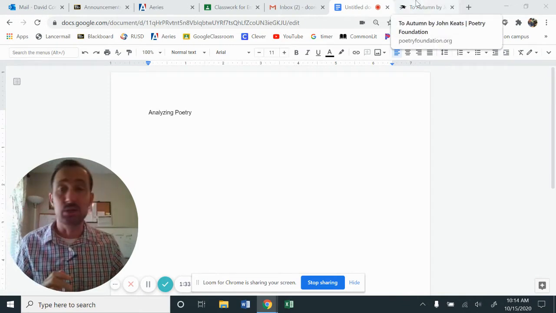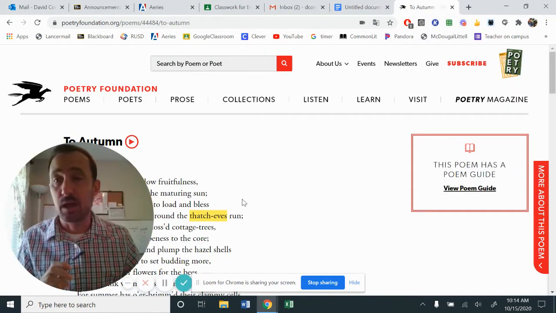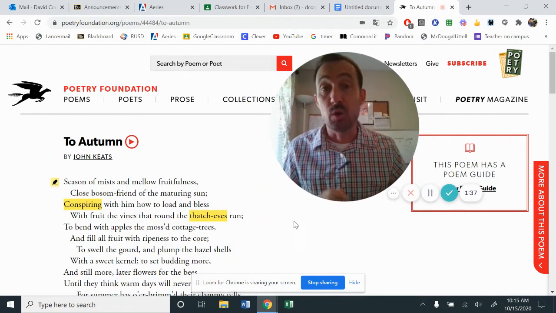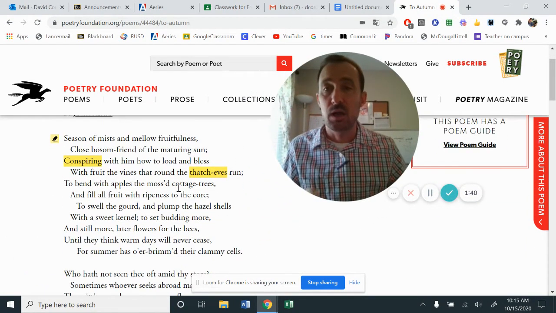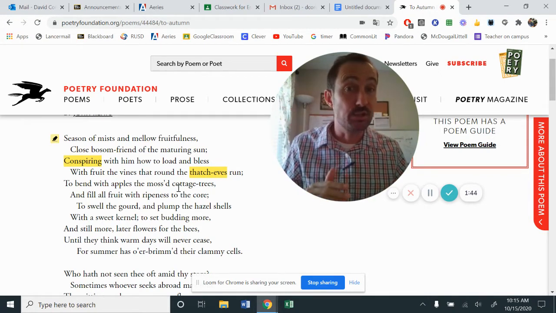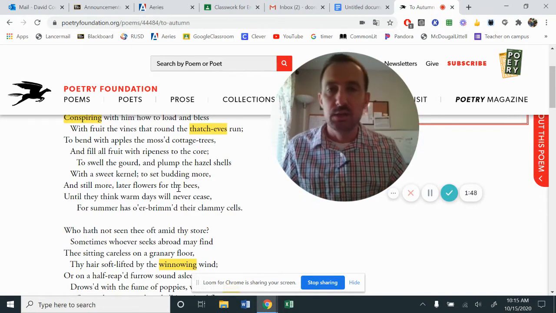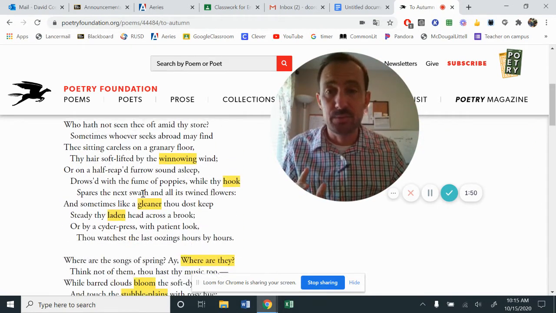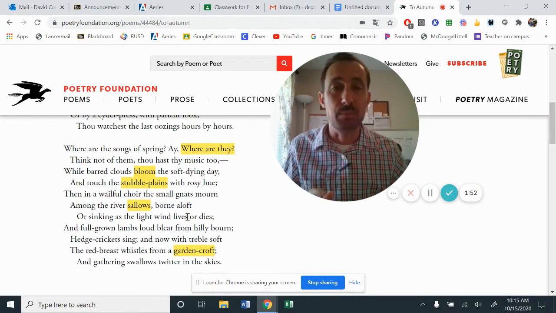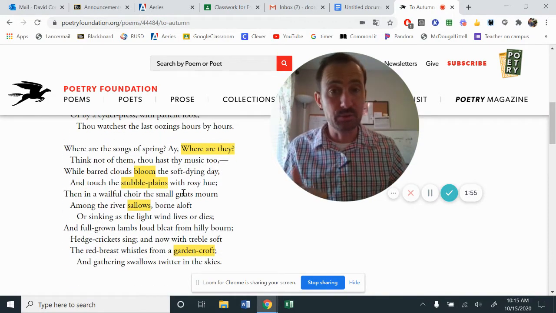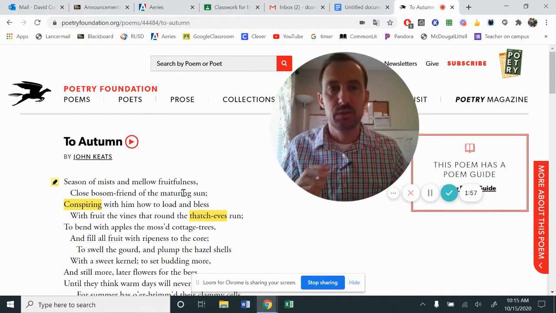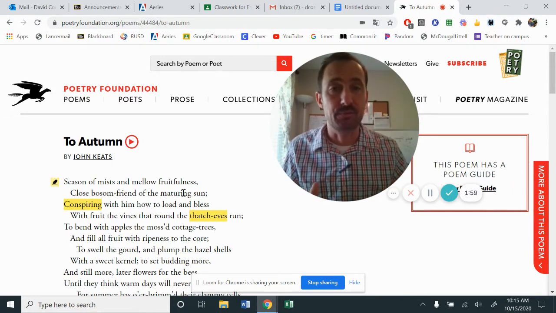Today, I'm going to use the poem To Autumn by John Keats. It's a fantastic poem that identifies the changing of seasons, moving from summer into fall. It's got a lot of imagery in here. It's one of my favorite poems. I'm going to use this one as an example as we go through these different steps.